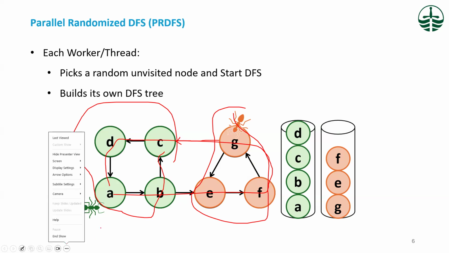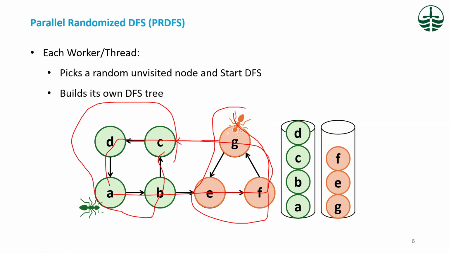But the question is, how can we do that? How can we merge these two DFS trees? Here comes the union find data structure.